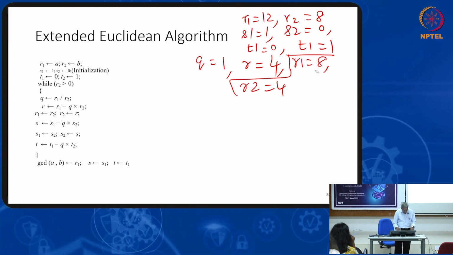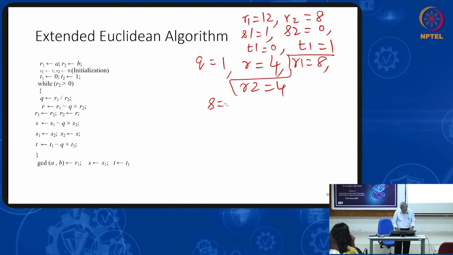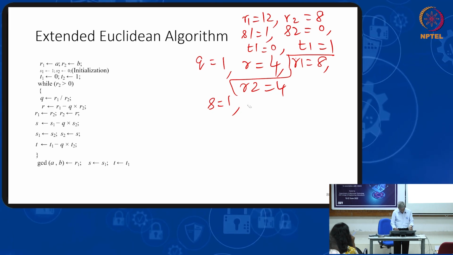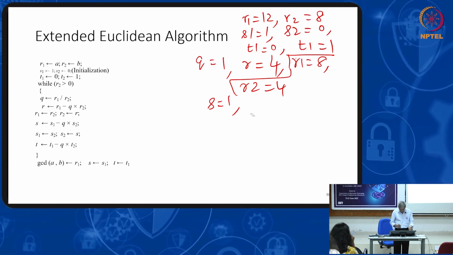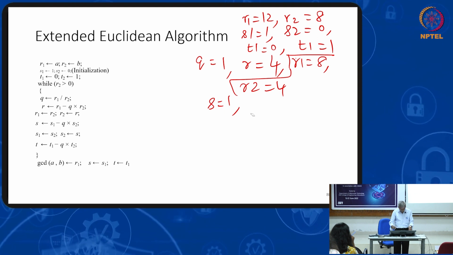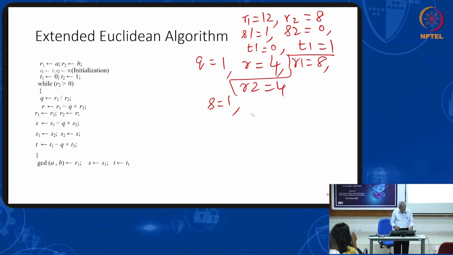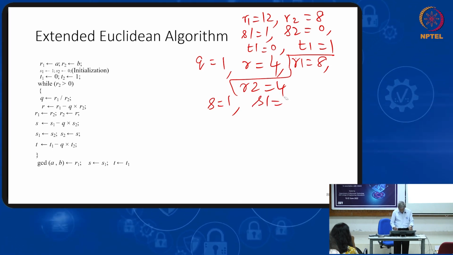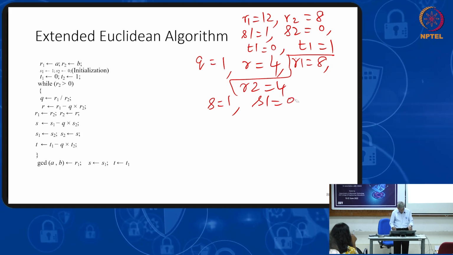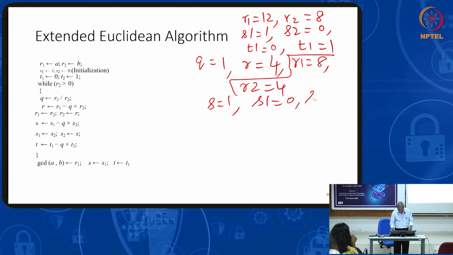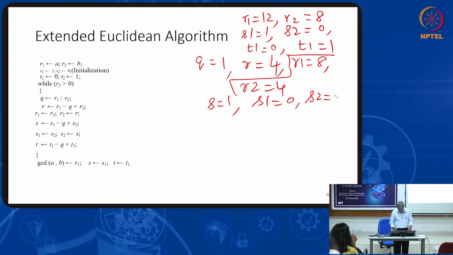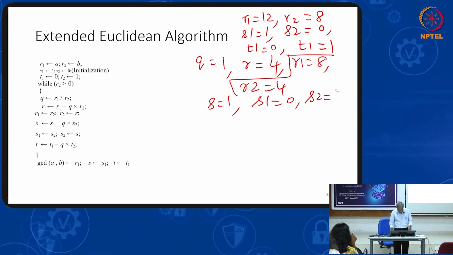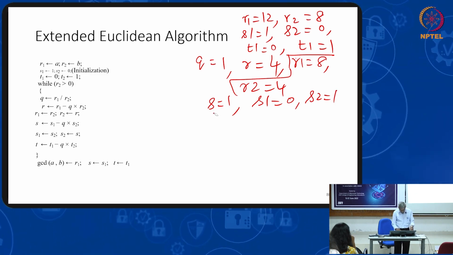After this, S equal to S1 minus Q S2. S1 is 1, and S2 is 0, so Q S2 is 0. S1 equal to S2, so the previous S2, which is 0. S2 equal to S, so S is assigned to S2. That means 1.